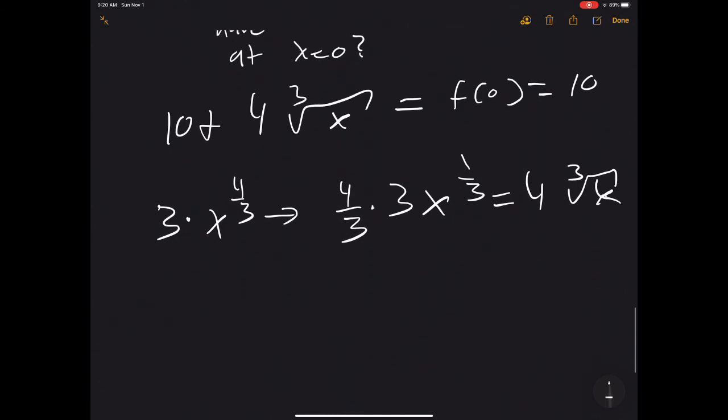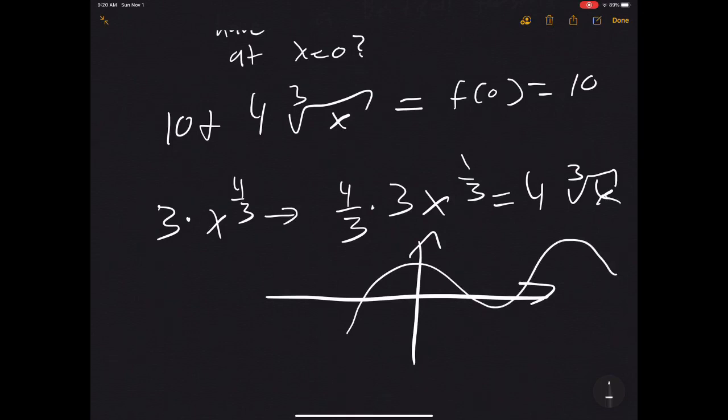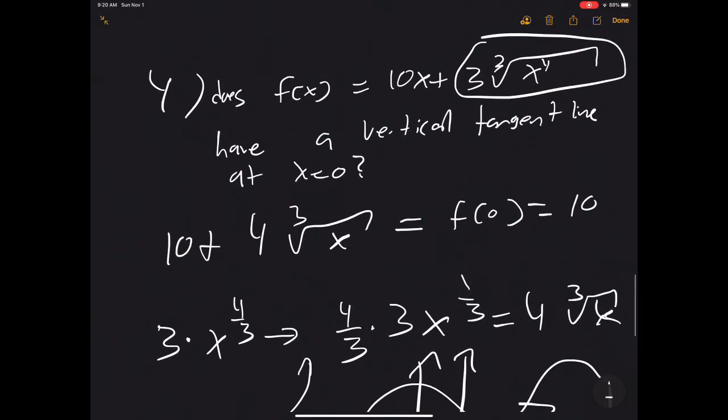Because when you're graphing something, if it's a function at that point, if it's pretty continuous at that point, it's never going to have a vertical tangent line. It will only have a vertical tangent line if we have something that goes off to infinity in either direction. So the answer is no, it does not have a vertical tangent line at x equals 0.